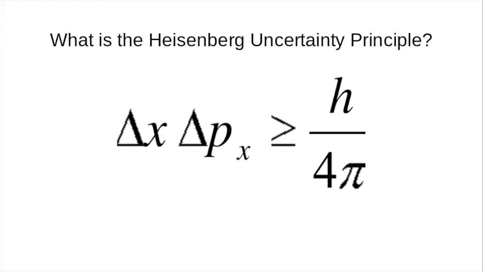Delta x times delta p is more than or equal to h over 4 pi, delta x being the uncertainty in position, delta p being the uncertainty in momentum, and h being Planck's constant, which is 6.6 times 10 to the power of minus 34.